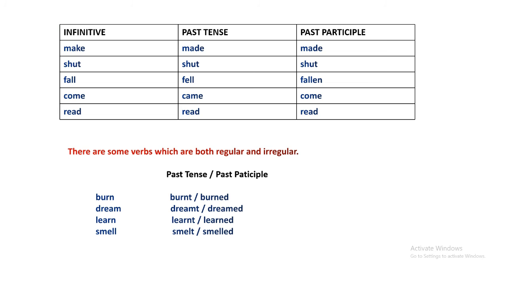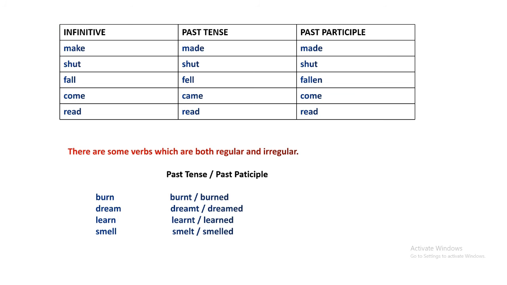So when you study your irregular verb list, you can see these differences. And there are some verbs which are both regular and irregular. Look at the verbs burn, dream, learn, smell. Burnt is correct, and burned is also correct. For burn, in the past tense and past participle, you can use burnt and you can use burned.